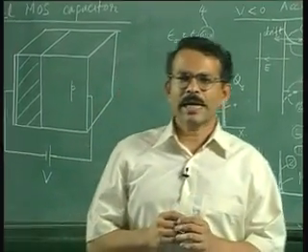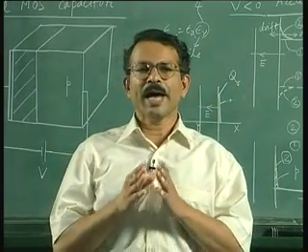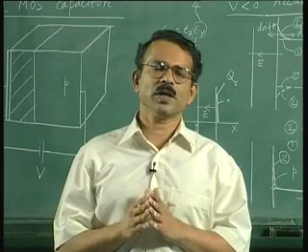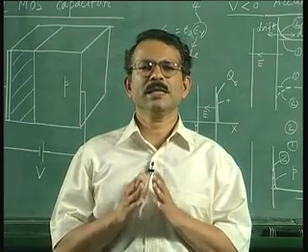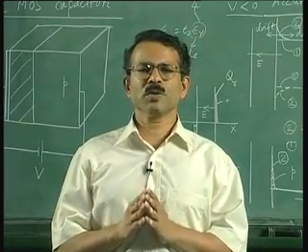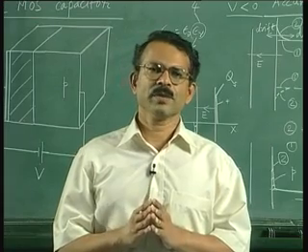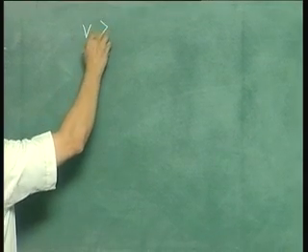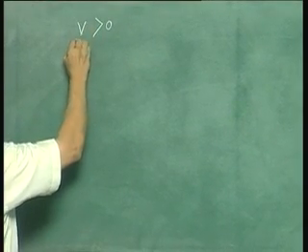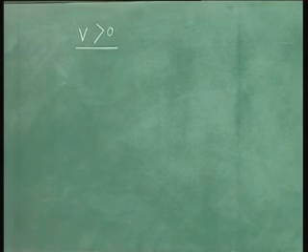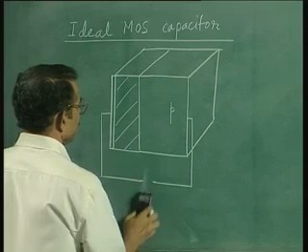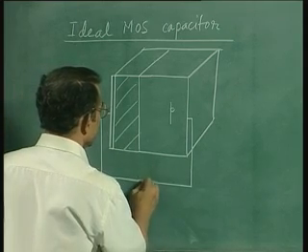So that completes our discussion on the accumulation region of the MOS junction or capacitor, which occurs for gate voltage less than 0. Now let us move to gate voltage greater than 0 and see what are the conditions there. So now we are discussing V greater than 0. This means that here the power supply has this polarity.